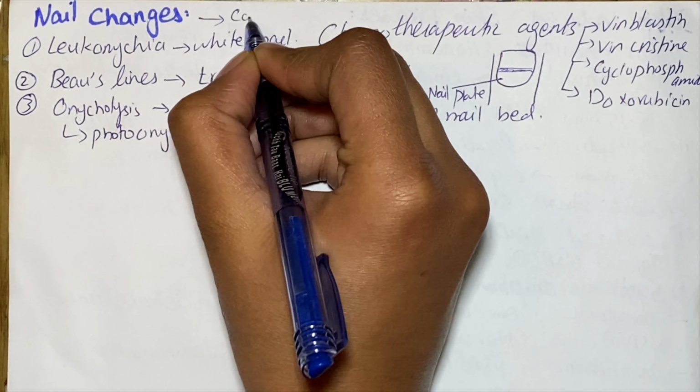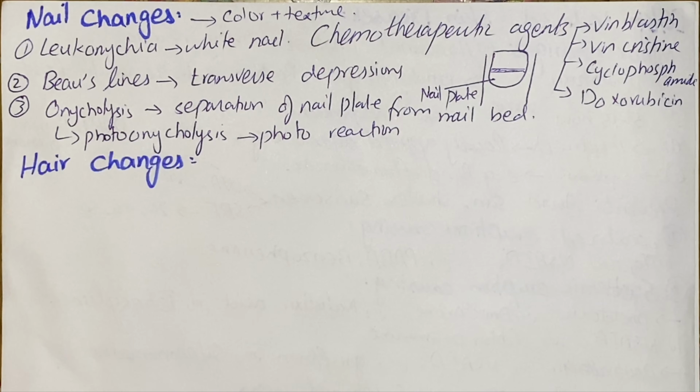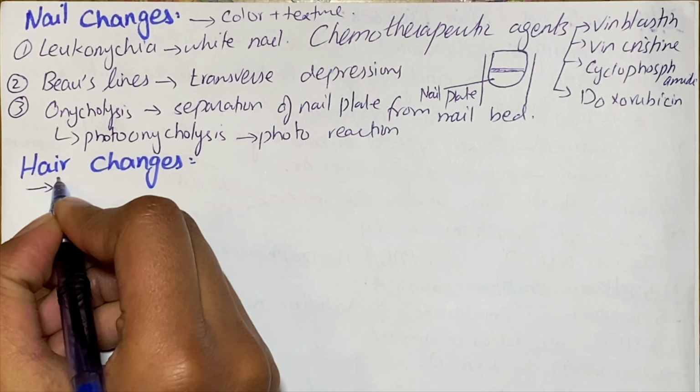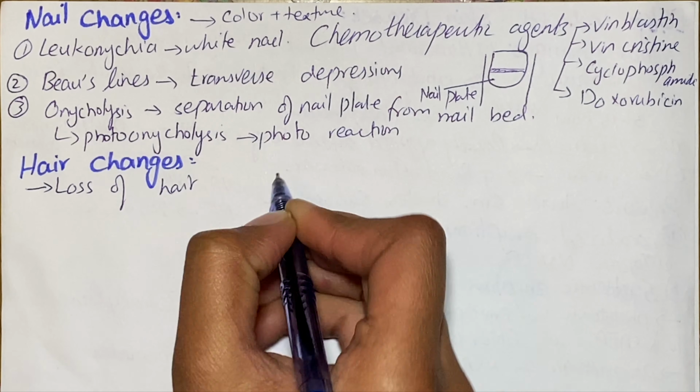So nail changes include both color and texture changes of the nail. So now we talk about the hair changes. Hair changes can be of two types. There can be loss of hair or excessive hair.